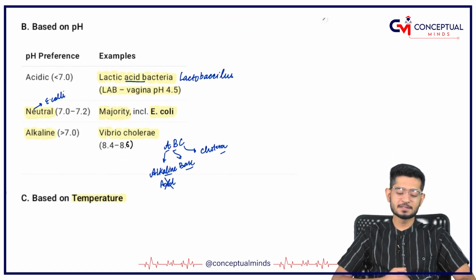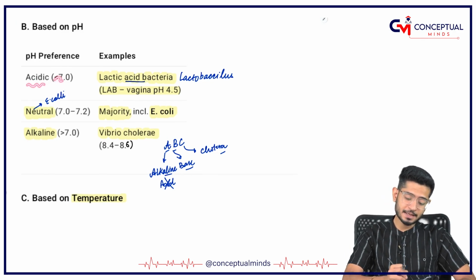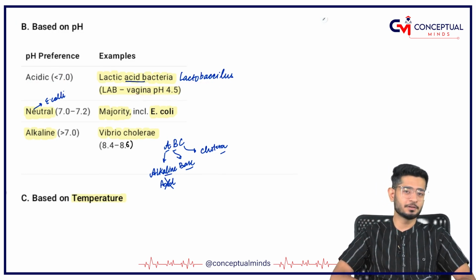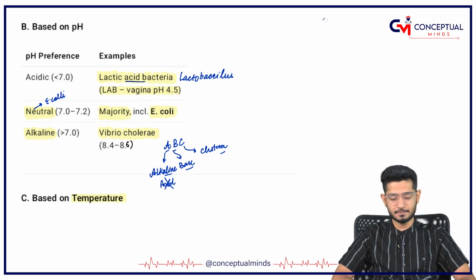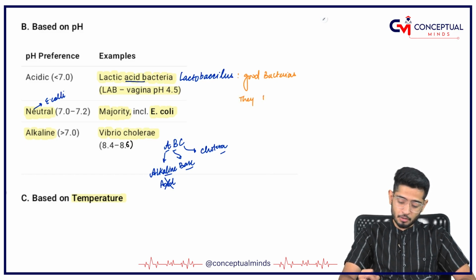Coming on to the next part, based on pH, remember acidic, neutral, alkaline. And acidic, just like lactic acid bacteria, Lactobacillus, that survives in the vagina because vaginal pH is 4.5, too acidic. That's why lactic acid bacteria grow there. And you know, it is very important for the lactic acid bacilli to grow in the vagina because lactic acid bacilli are good bacteria. Why? Because they don't allow other bacteria to grow.